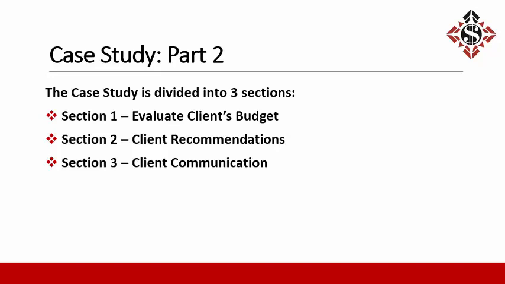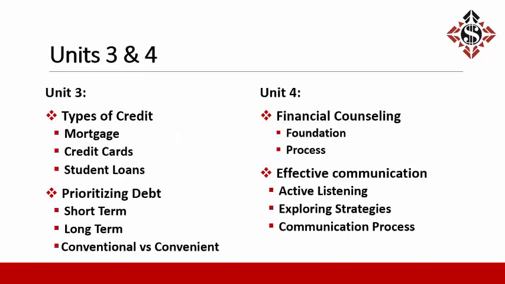So now let's move on to what we've covered since the last part. So we've learned some new content in Units 3 and 4. In Unit 3, we learned the different types of credit, from mortgages, credit cards, to student loans, just to name a few. We also learned what it means to prioritize debt and the importance of doing so, along with the difference between conventional and convenient credit. In Unit 4, we started the financial counseling book where we discussed the financial counseling foundation and process. We also determined what is effective communication based on different strategies and techniques.